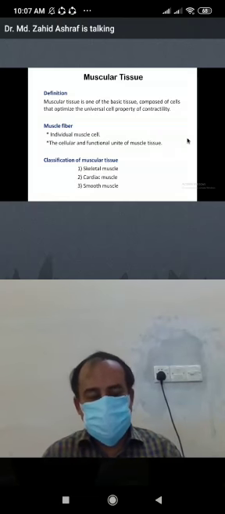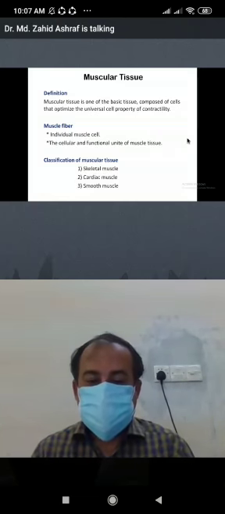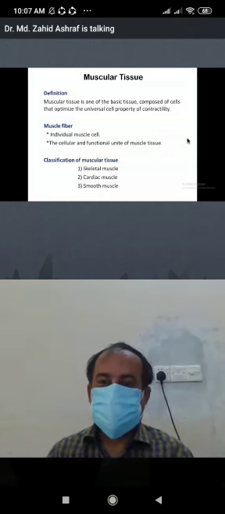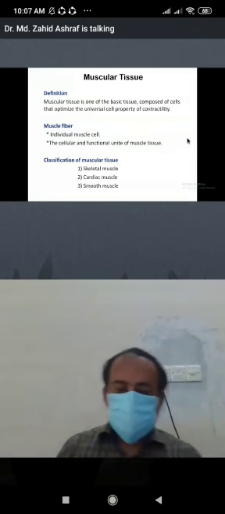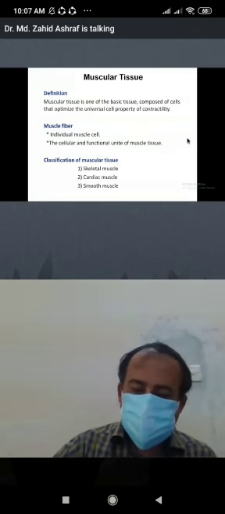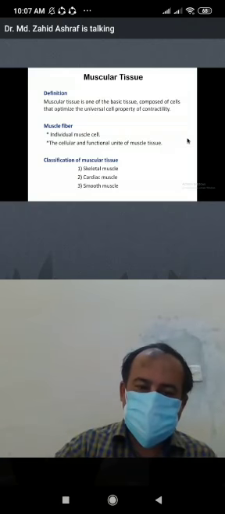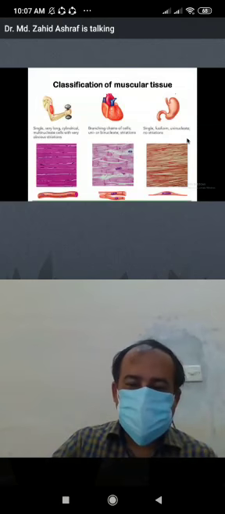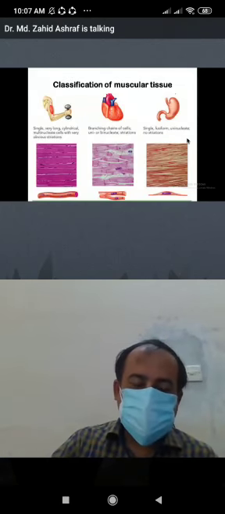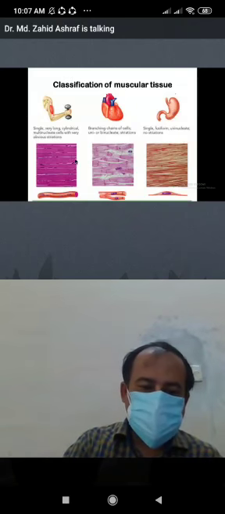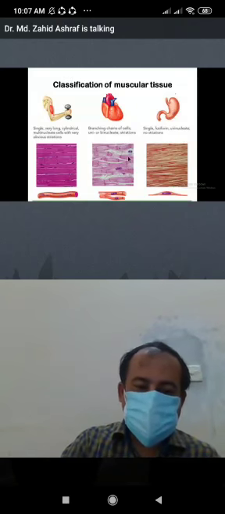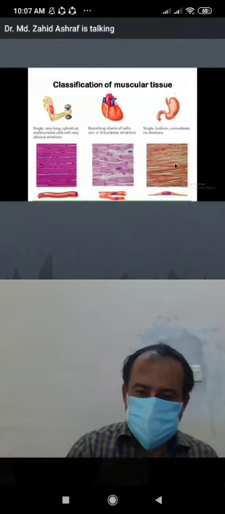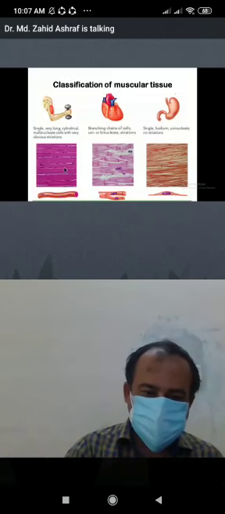Then classification. Muscular tissue is usually of three types: skeletal muscle, cardiac muscle, and smooth muscle. These three types have different characteristics, and they appear different. Here there are three pictures. This is the skeletal muscle, this is cardiac muscle, and this is smooth muscle. There are some differences between them.